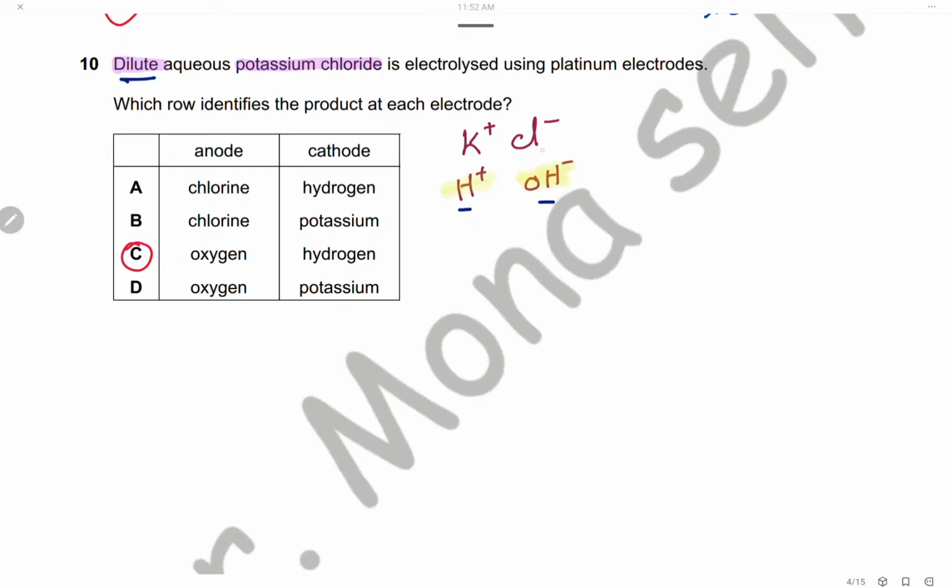Because the solution is dilute, chloride ions will not form chlorine gas at the anode. Instead, oxygen gas will be formed at the anode, so we will choose oxygen at the anode. And of course, potassium ions will not be attracted to the cathode. Instead of that, hydrogen gas will be formed at the cathode, so the answer will be C.